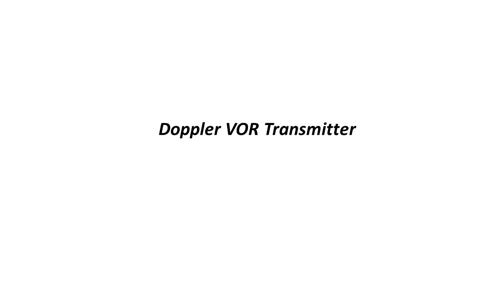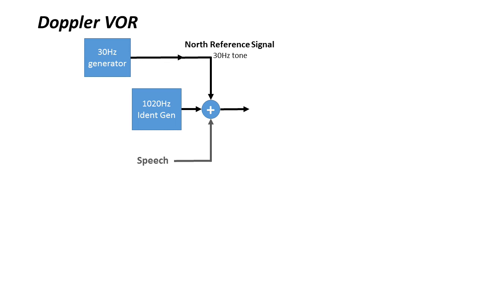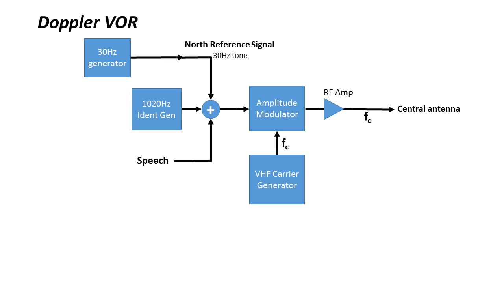Let's have a look at what makes up a Doppler VOR transmitter. We start with a 30 Hz sine wave generator. This is added to the output of the 1020 Hz ident tone generator keyed with the Morse code ident signal, and together with any speech is fed to an amplitude modulator. This amplitude modulates the carrier signal to produce a conventional AM signal with full carrier. This is then amplified up to 50 to 200 watts carrier power and fed to the center Alford loop antenna to give the omnidirectional signal.